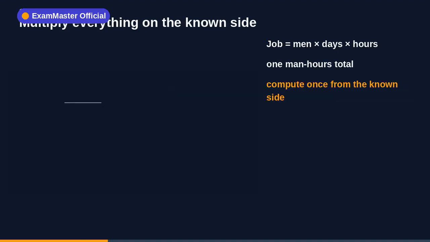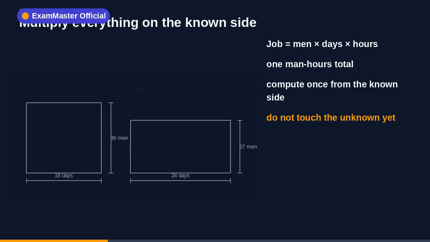Men times days times hours gives the job in man-hours. Write that product once from the known side. That first move locks the total.